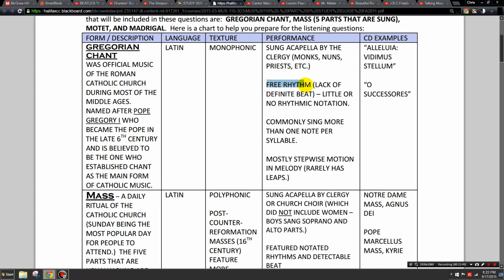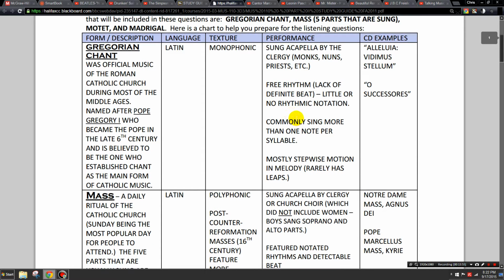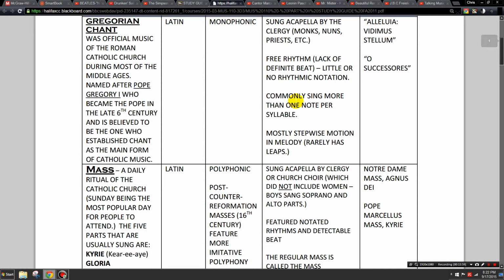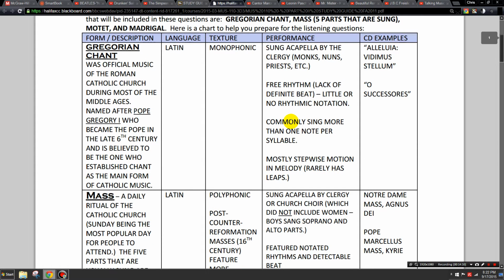Notice it has a sense of being free of rhythm. A little or no rhythmic notation was included. We're going to see where that's going to change with a form called organum here in a minute. You commonly sing more than one note per syllable. We already established that. And it's mostly stepwise motion.